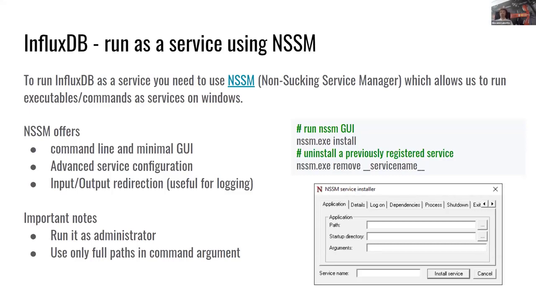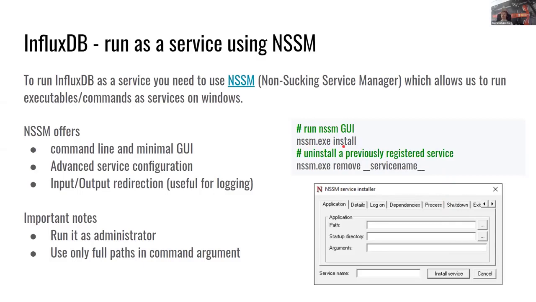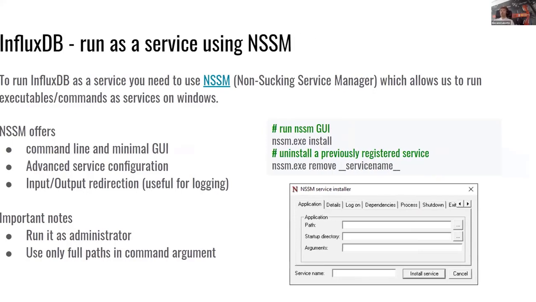Just an important note: of course, you are registering a service, so you want to run it as an administrator. And as said for Telegraf, if you specify some path, for example when you provide the path to the configuration file, always use absolute paths. Otherwise, once you start the service, you will get an error because the system won't be able to locate the file correctly. To run it, it's extremely easy. You just need to run nssm.x install. This will start its graphical interface, and from there, you can set up your own service. You can find documentation online about how to do it.